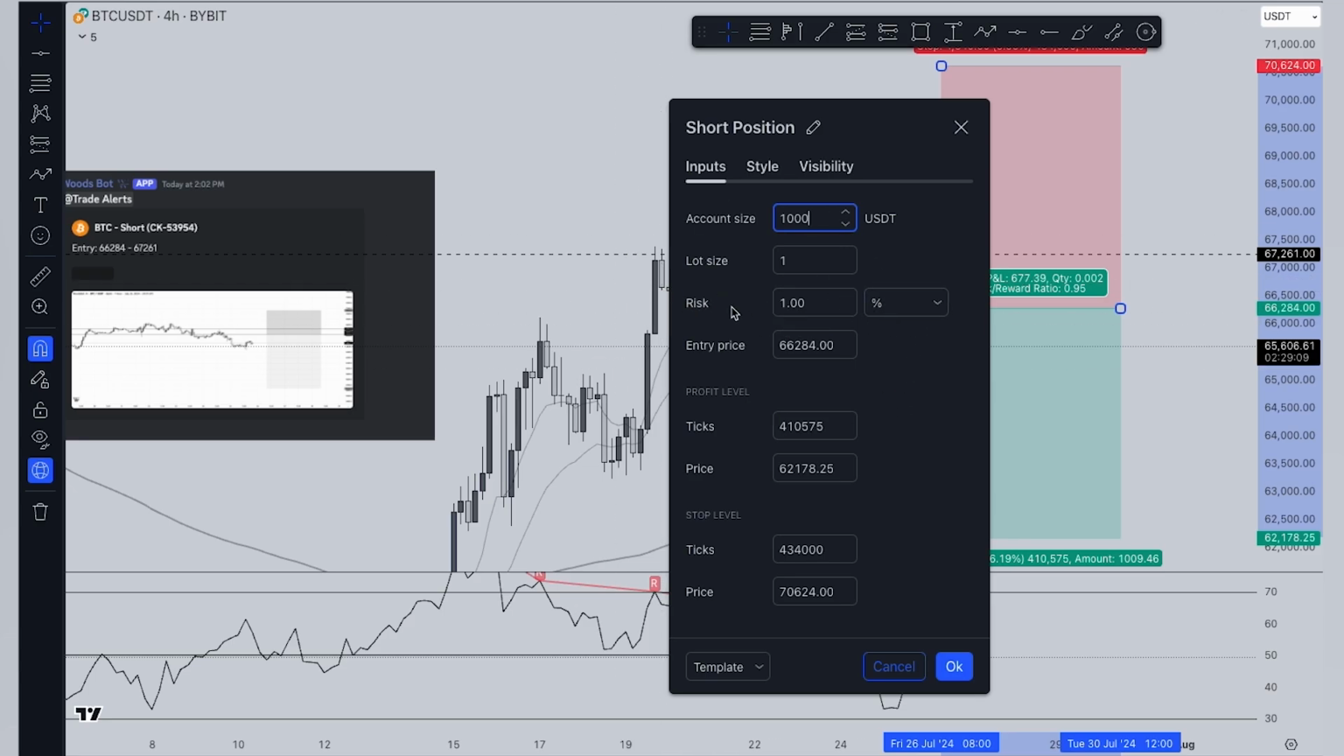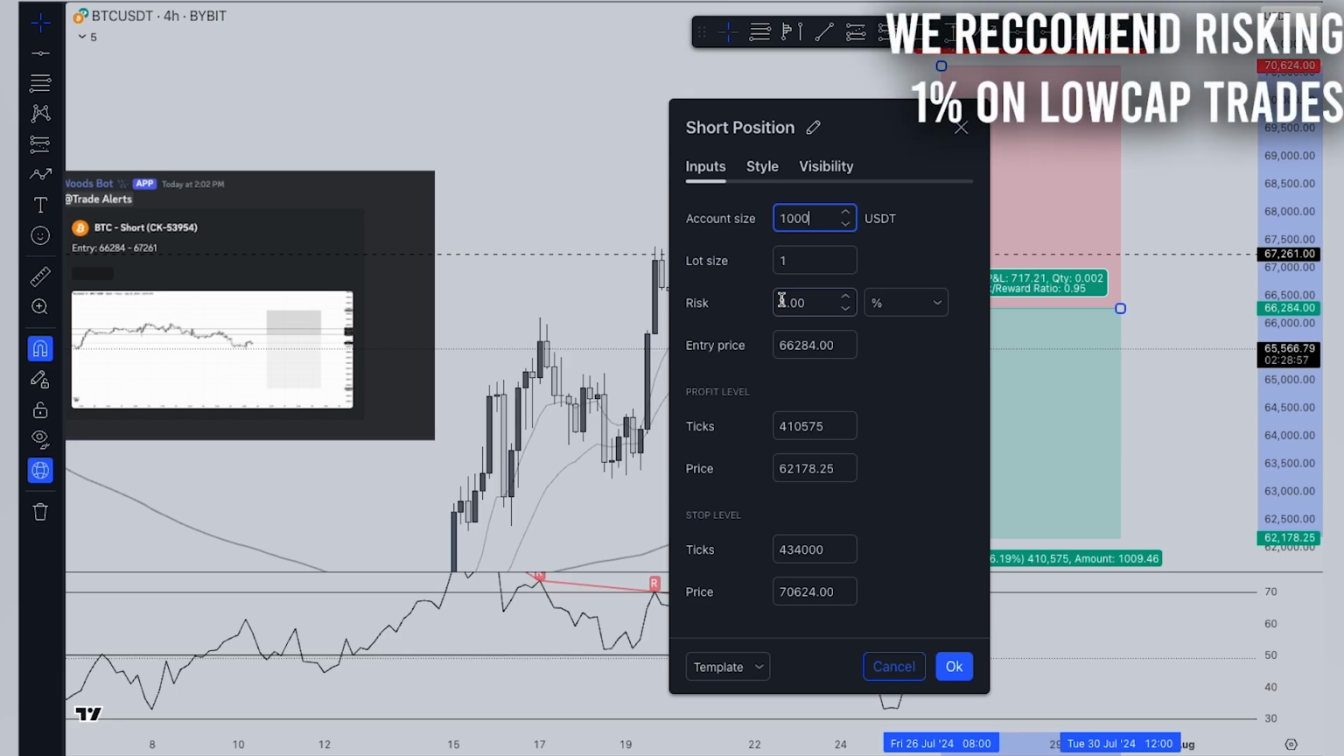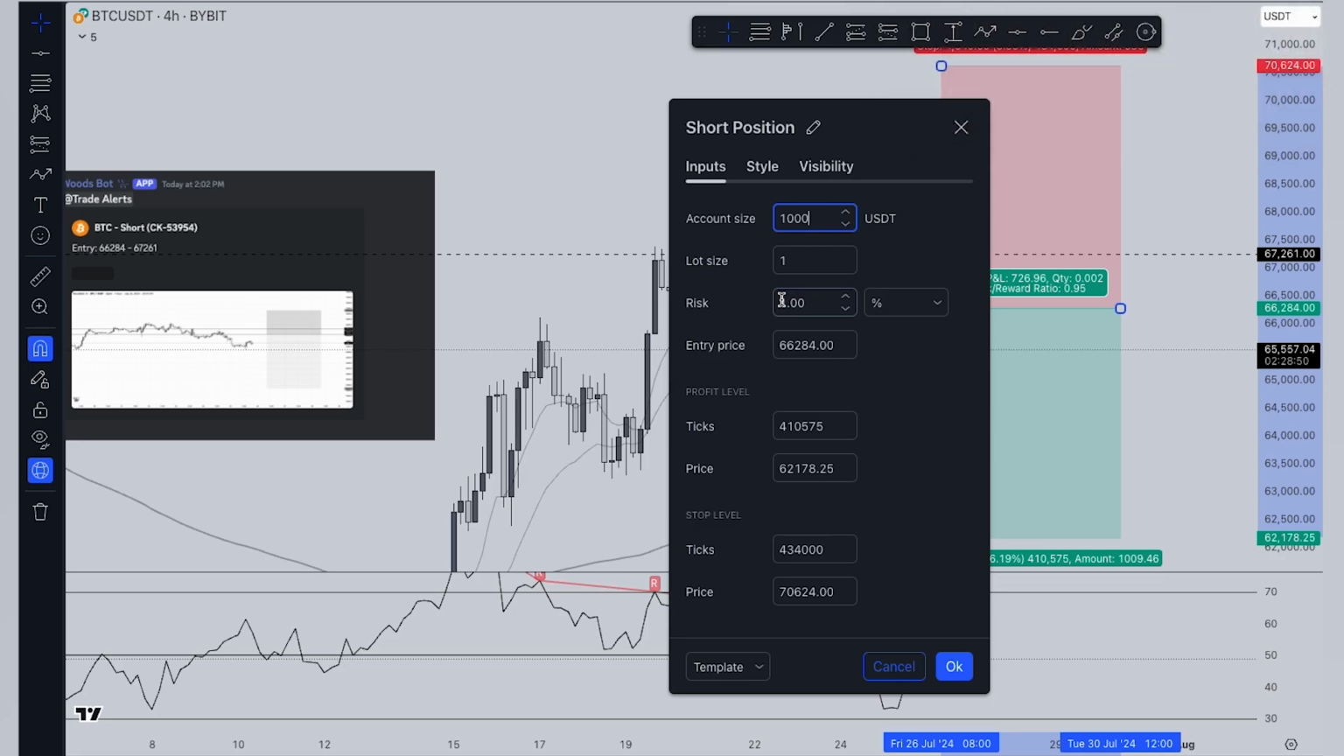I'm going to be risking 1% per trade, and what I recommend here and what the advanced traders here in WoodsBot recommend as well is risking 1% on low cap trades to mid cap, and then when you go to the high caps such as ETH, BTC, SOL, you can risk a little bit more. And this depends on your risk appetite and how much you are willing to risk. So if you would like to risk maybe 2 to 5% per trade on high caps, absolutely do that, but make sure that your risk is managed and you are okay with taking a loss.